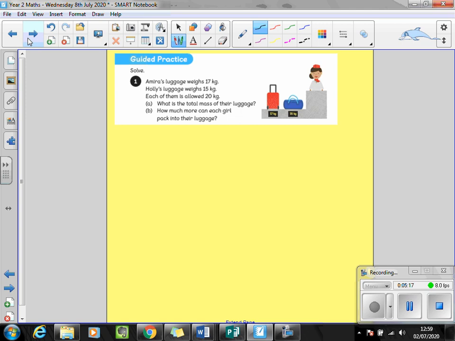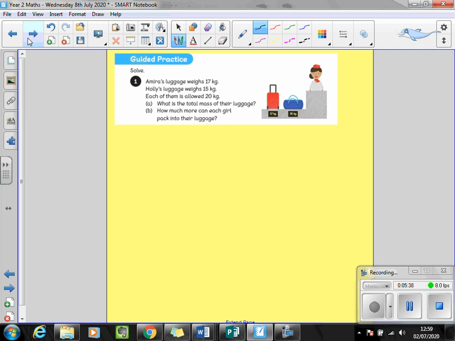Okay, let's move on to some guided practice, and just like Monday, I'm going to ask you to pause the video before I go through the answers with you. So question 1. Amira's luggage weighs 17 kilograms. Holly's luggage weighs 15 kilograms. Each of them is allowed 20 kilograms.